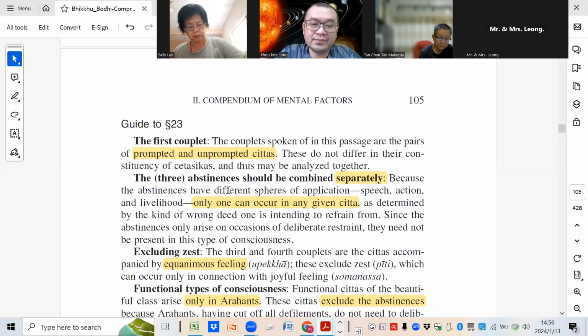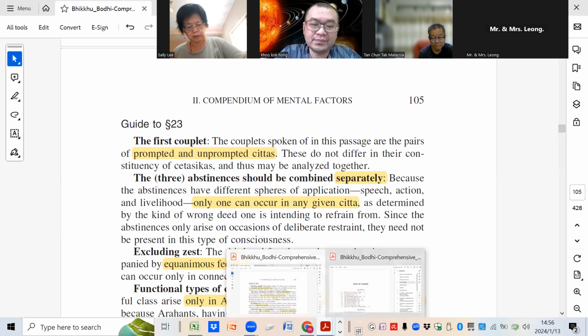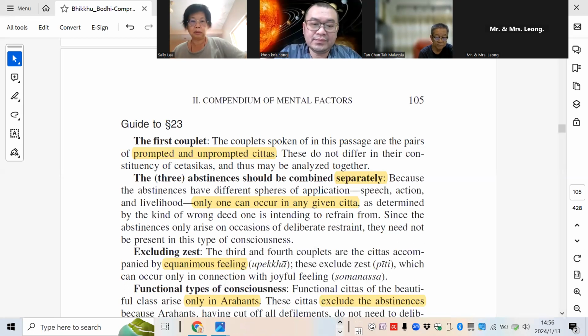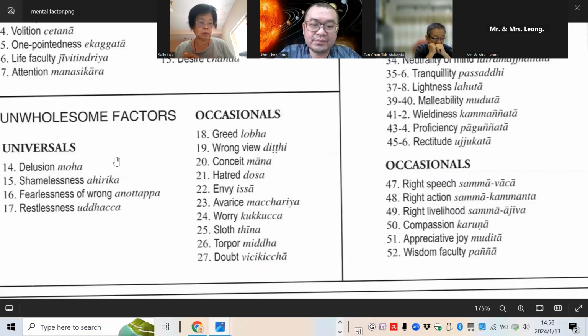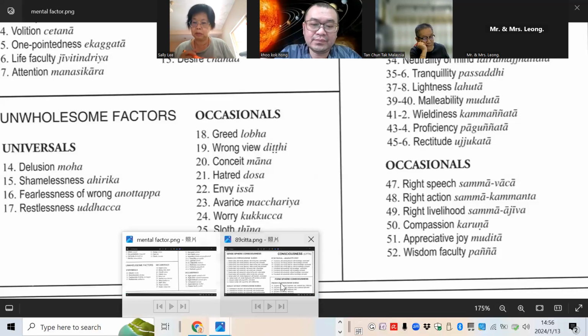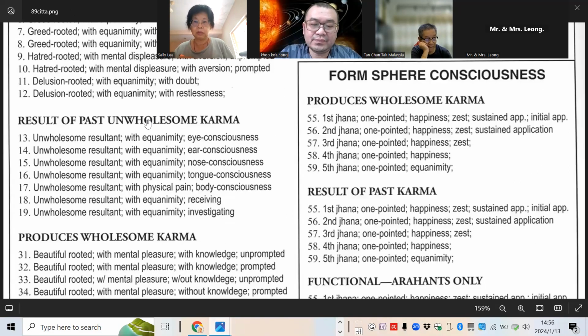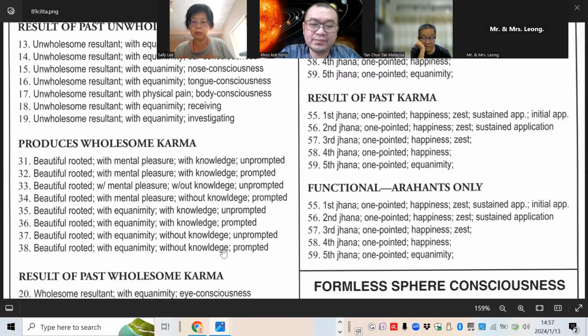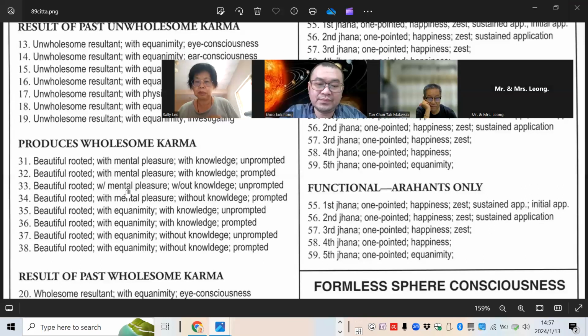Then let's take a look. They say the three abstinences should be combined separately. Class, once we talk about this diagram, we are in the sense sphere. Like I mentioned just now, in the sense sphere, the abstinences, meaning right speech, right action, and right livelihood, must be combined separately.